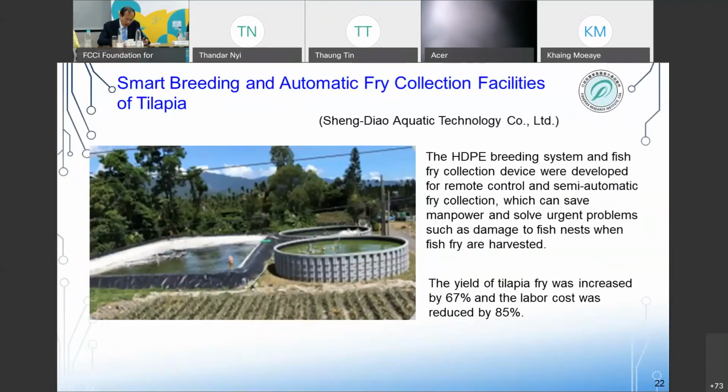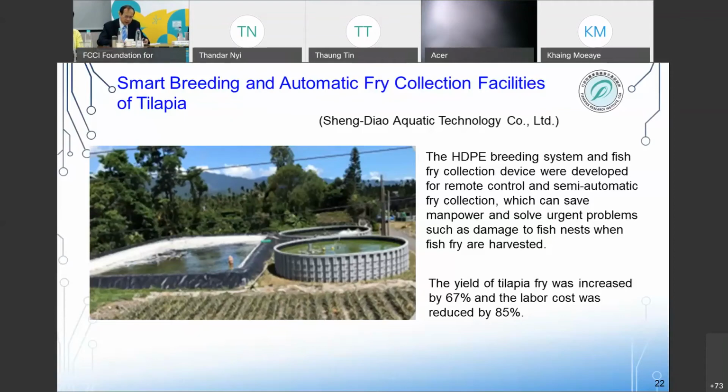This is another smart aquaculture case, which breeds and produces high quality tilapia fry. Tilapia is from freshwater aquaculture. So we have one case of marine seawater aquaculture, and one of freshwater for tilapia. And this one is smart breeding and automatic fry collection facilities of tilapia. It was applied by Sendiao Aquatic Technology Company.